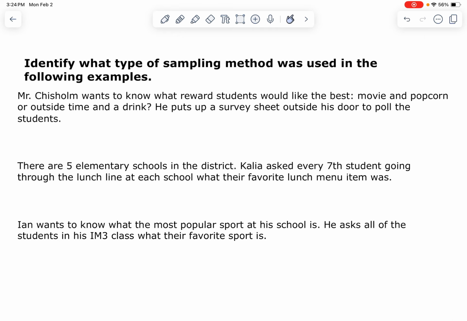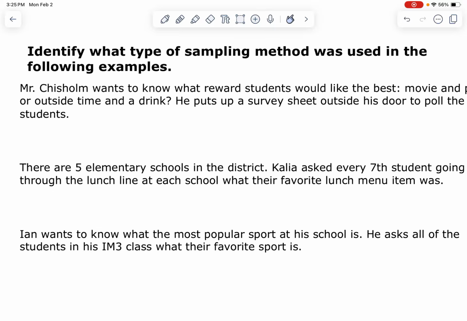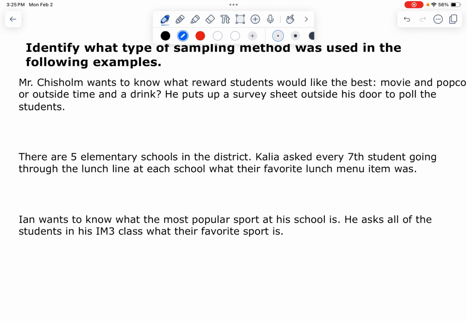Let's go over a couple here. All right, identify what type of sampling was used in the following examples. Mr. Chisholm wants to know what reward students would like the best: movie and popcorn, or outside time and a drink. He puts up a survey sheet outside his door to poll the students. Students are going to answer it or not. So this is self-selecting, because they choose if they want to participate.